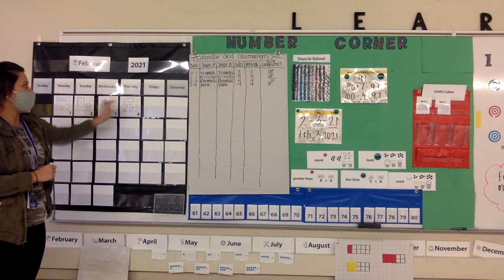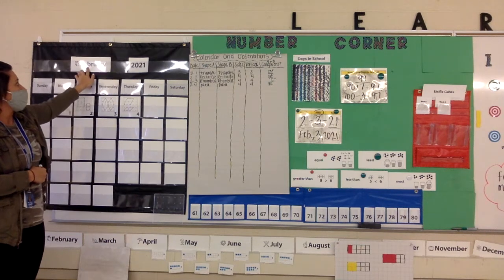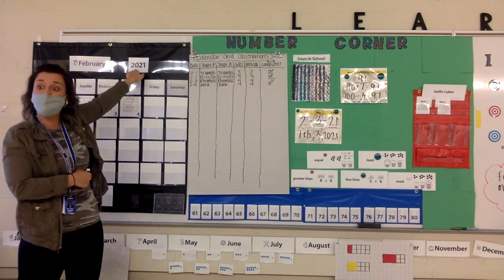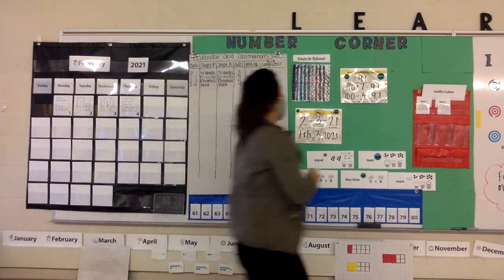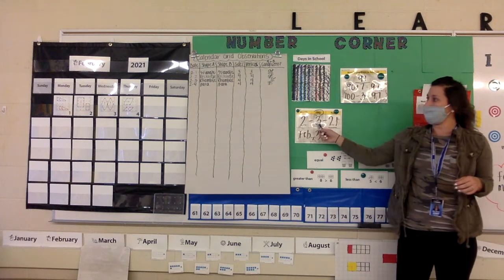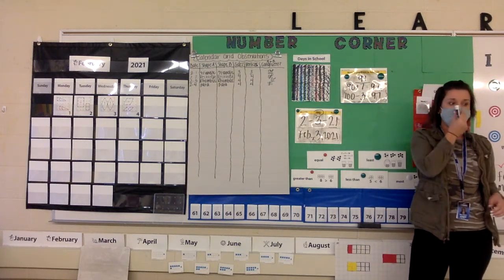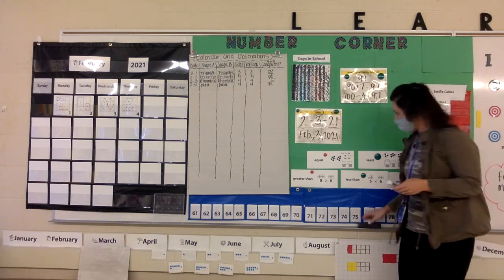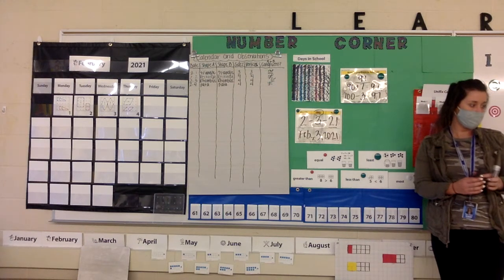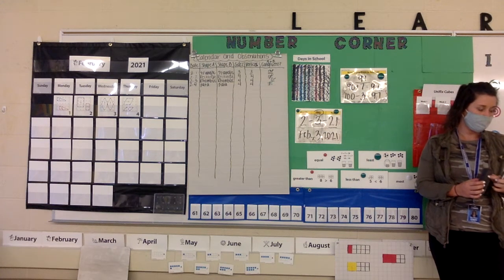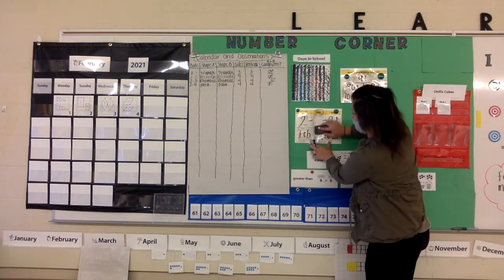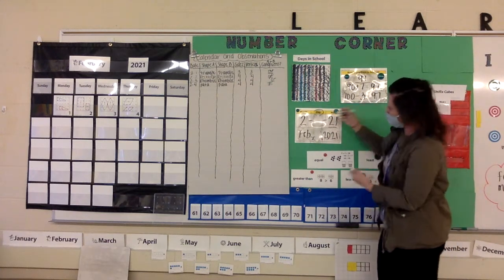Say the date with me today. Today is Thursday, February 4th, 2021. What am I going to change my date to? Yesterday was February 3rd, 2021. What is today? Camden. 2021, February 4th. It's February, so I'm going to leave the 2 and I'm going to change the day because it's not the 3rd anymore, it's the 4th.